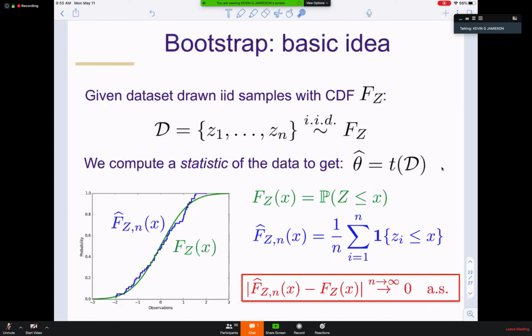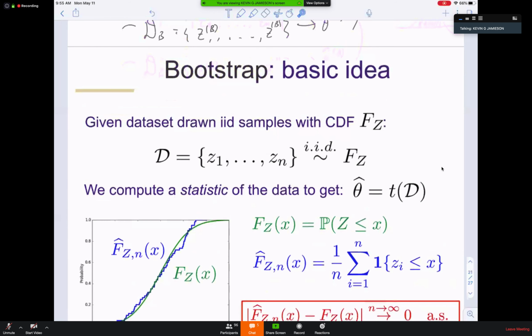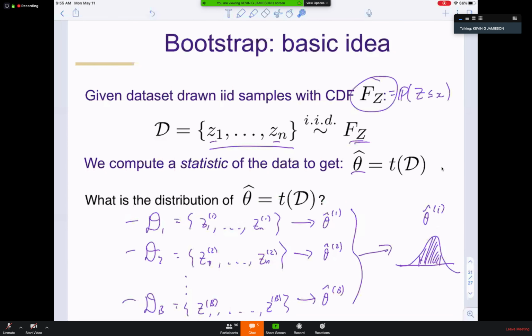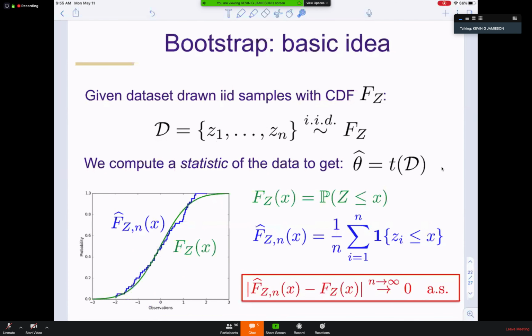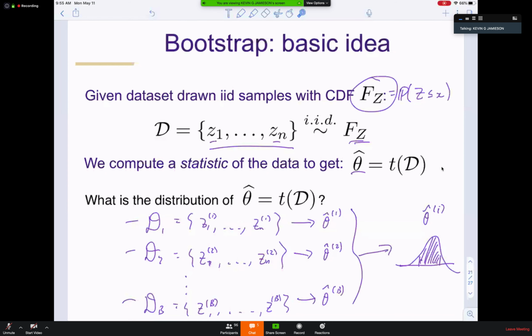And so this is great. This is saying that I don't have FZ. If I did have FZ, I would just draw B new data sets, fresh draws from FZ every single time. That's what I would do if I had FZ. I don't have FZ, but I can compute the next best thing, F hat Z, from the n data points I have, and then draw data sets from that empirical distribution, pretending that it was the truth.